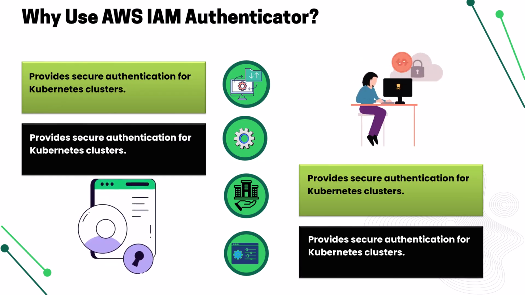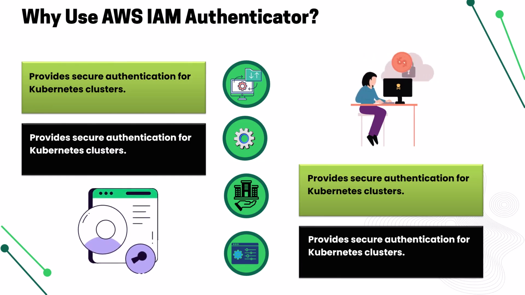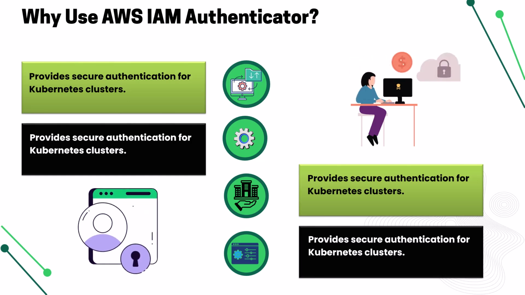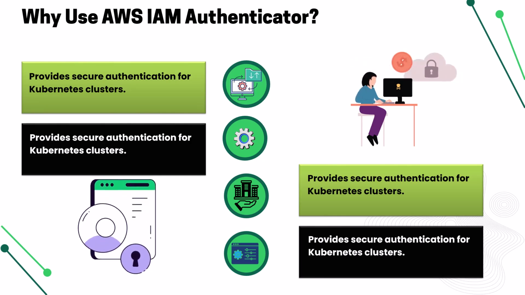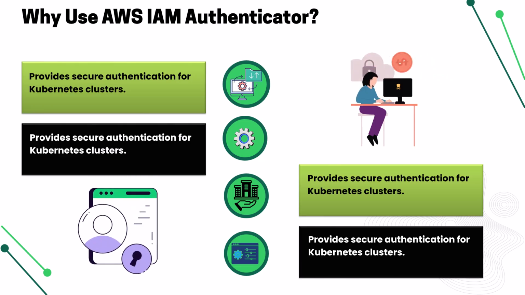Security is not just a fancy word. It's a necessity. AWS IAM Authenticator helps Kubernetes authenticate securely with IAM roles. That means no more worrying about static credentials lounging around, waiting to be exploited. And the best part, it integrates smoothly with AWS, making authentication less of a headache.